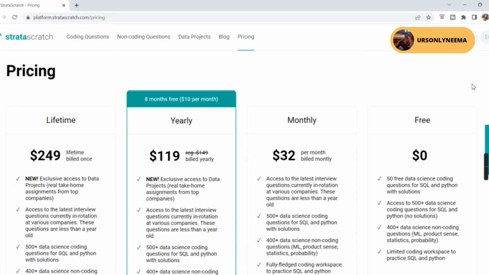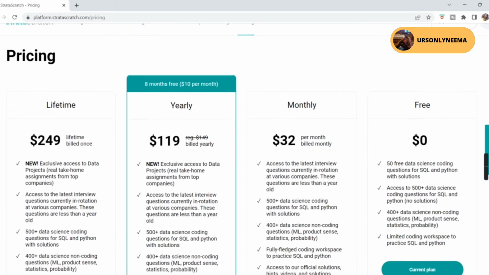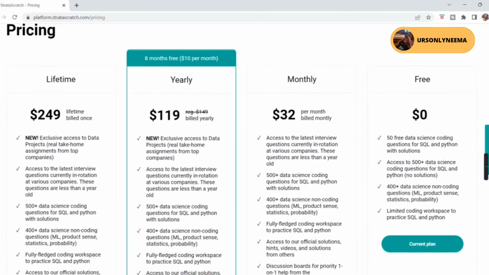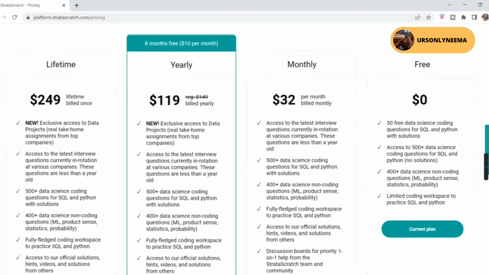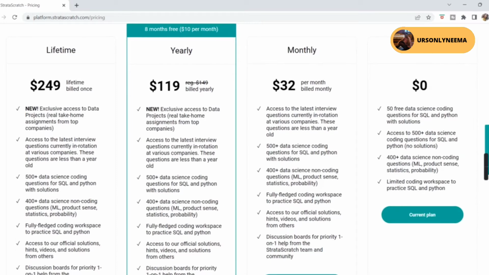So here you can see the pricing structure, and you have the lifetime pricing, the yearly pricing, the monthly pricing, and then the free section. So under free, you get a lot of resources. For example, you can see a lot of data science coding questions for SQL and Python, and some non-coding questions are also provided. SQL platform is provided.